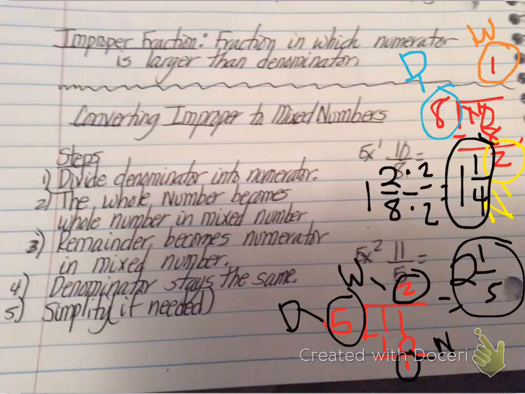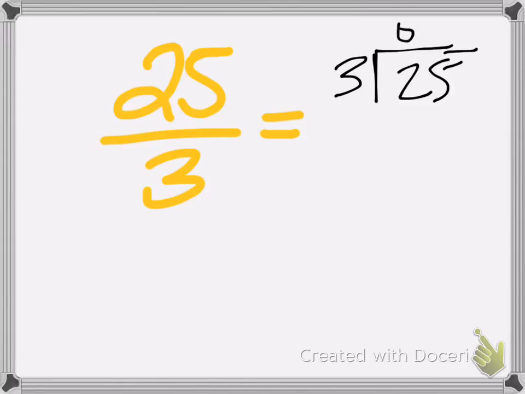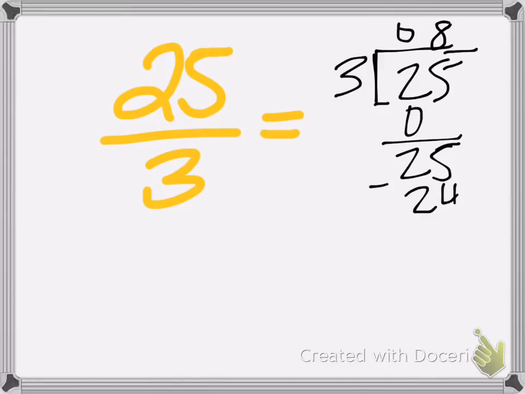Now, let's continue with a few more examples. So 25 divided by 3. Same steps. I'm going to divide my denominator into my numerator, or my numerator is my dividend and the denominator is my divisor. So 25 is going to go in the house. 3 goes on the outside. This is just long division, how we learned last week. That goes 8 times, so that's 24.